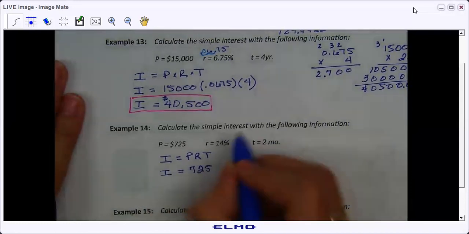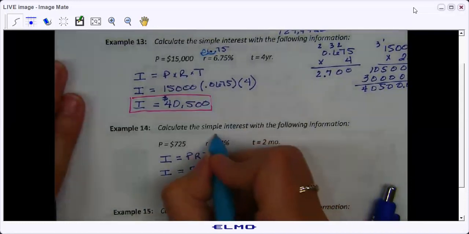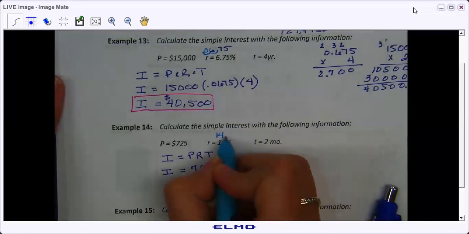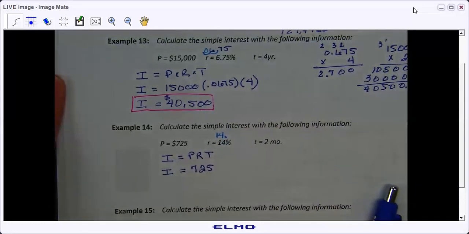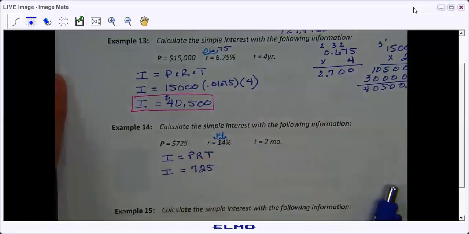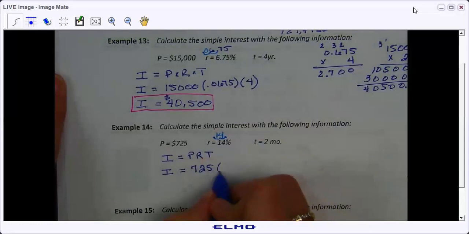Our rate is 14%, but remember, we have to turn that percent into a decimal. And when you do not see a decimal, just put your decimal at the end of the number. There's always an imaginary decimal at the end of every number if you don't have one. And you move your decimal 2 places to the left. So your rate would be 0.14.